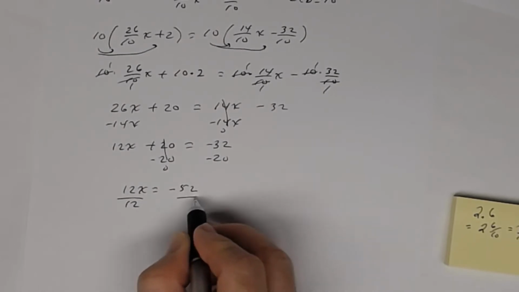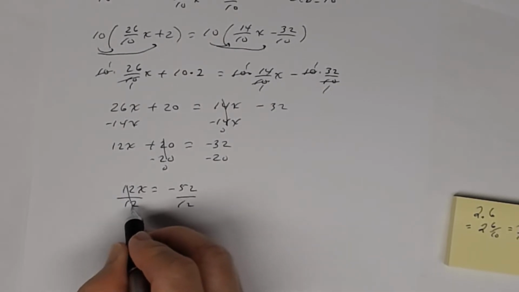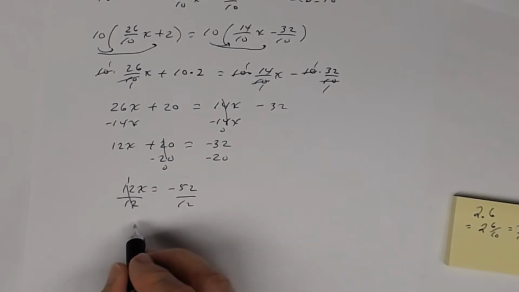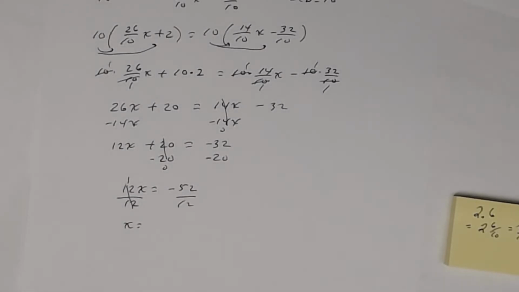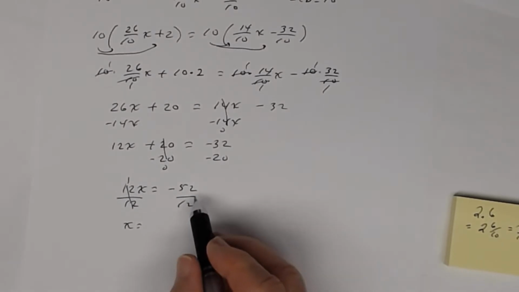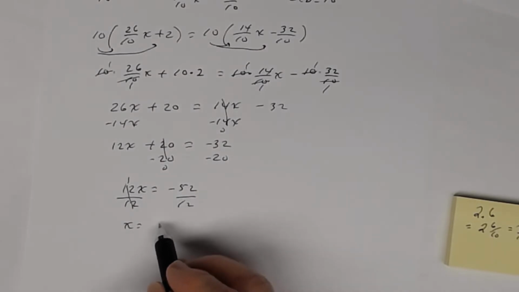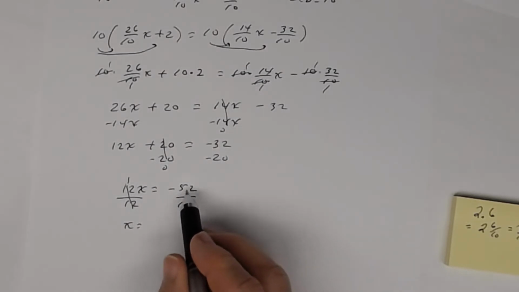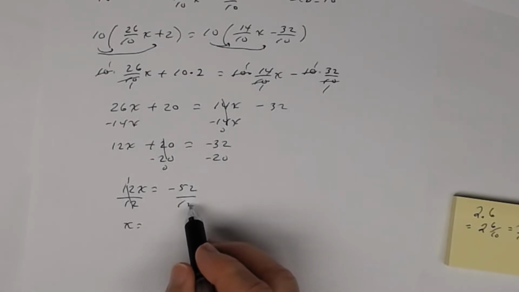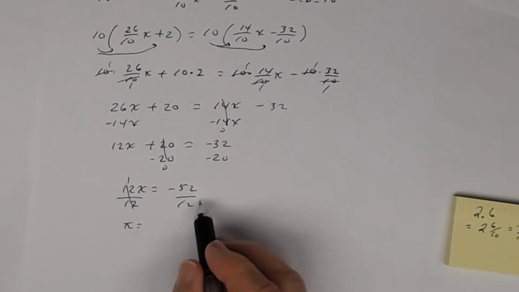So I'm going to divide both sides by 12 to get x by itself. 12 divided by 12 is 1. 1 times x is x. And then negative 52 divided by 12. That is not an integer, but let's go ahead and reduce this so far. So they're both even, right? So I can reduce each of those. They're both divisible by 2. They both have a factor of 2.